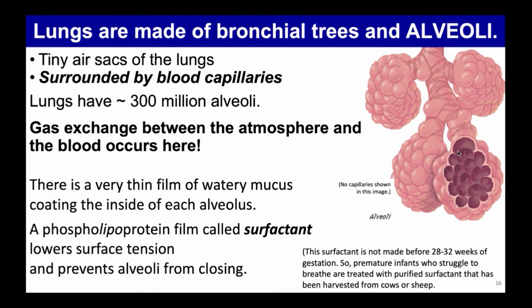Part of the problem for premature infants is that surfactant isn't made until fairly late in development, right? The gestation in humans takes plus or minus 40 weeks, so 38 to 42. Depending on their genes, they're going to start producing surfactant between 28 and 32 weeks. So preemies struggle to breathe because it's very difficult to reinflate the lungs until surfactant is produced in their bodies.